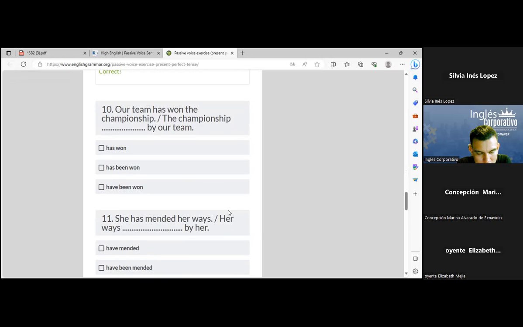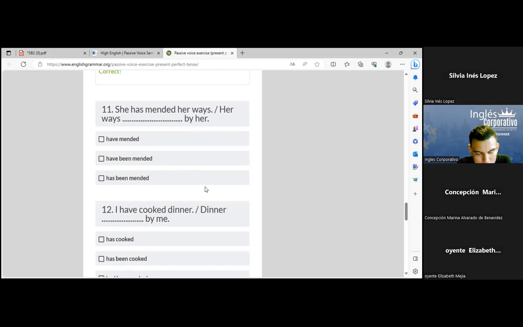Her team has won the championship. The championship has been won. She has mended her ways. Her ways have been mended.